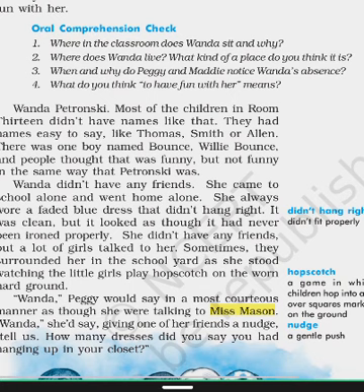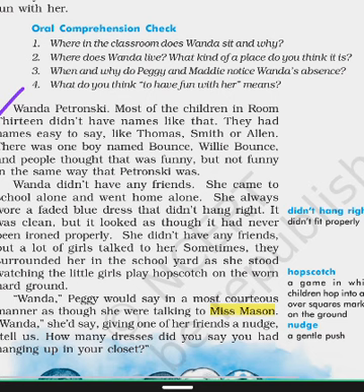This is the second part. Wanda Petronsky. Most of the children in room 13 did not have names like that. They had names easy to say like Thomas, Smith, or Alan. There was a boy named Bounce, Willie Bounce, and people thought that was funny, but not funny in the same way that Wanda Petronsky was.